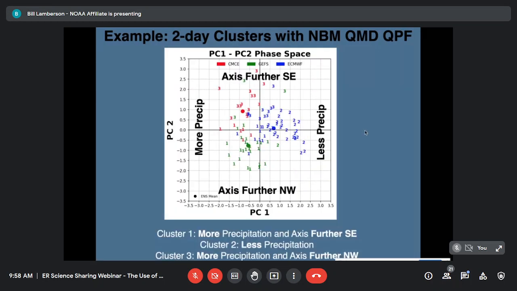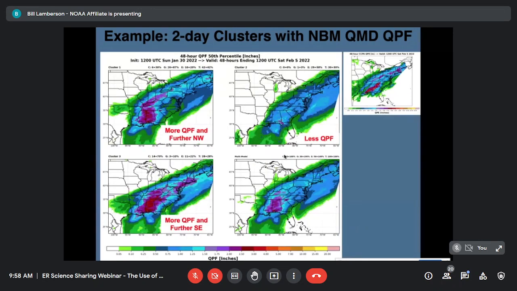So we got 3 clusters when we ran our k-means clustering algorithm. And just looking at the phase space, we can see cluster 1 is kind of down in this part of the phase space. So these ensemble members have more precipitation with an axis further southeast. Cluster 2, less precipitation in general, because it's mainly in this area of the phase space. And then cluster 3, more precipitation with an axis located further to the northwest. And again, this all will become readily apparent when you actually view the clusters.